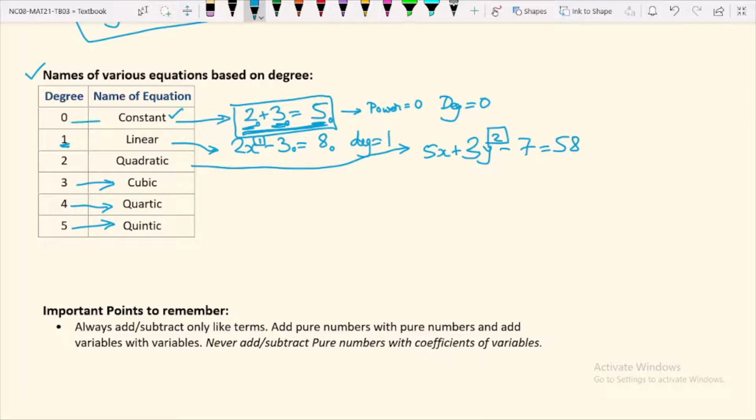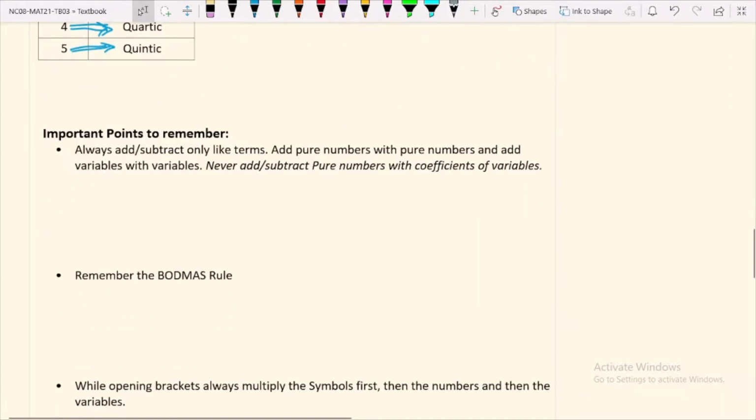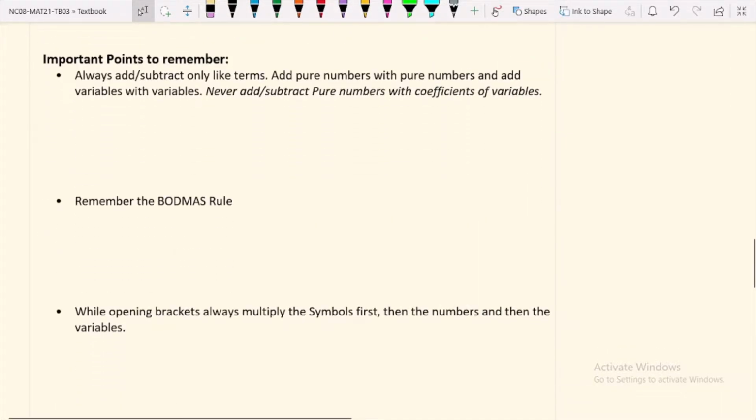All you have to do is learn these names. If the degree is 0, we call it constant equation. Degree is 1, it is called linear equation. Degree is 2, it is called quadratic equation. 3 means cubic equation. 4 quartic equation. 5 means quintic equation. So these are the various names of equations based on degree of the equation. We have to first find out the degree and then we have to name them. It is also simple.